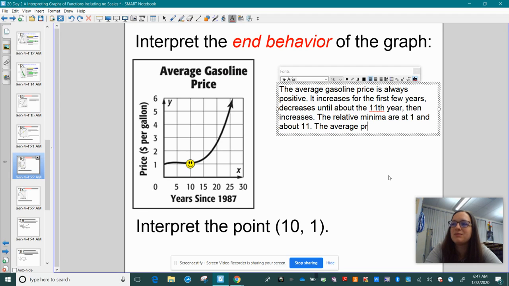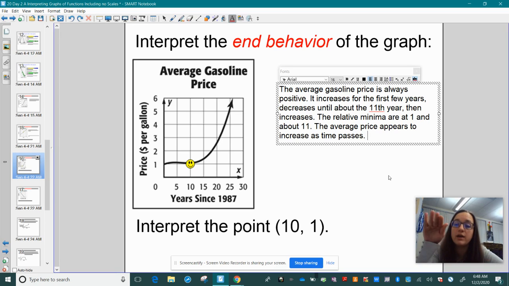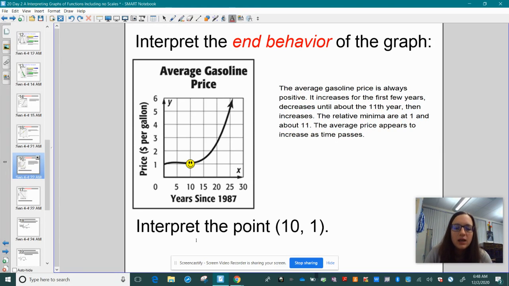The average price appears to increase as time passes. So that's like that. As X increases, Y increases. And we're looking at the more general. We know it has a little dip here and it goes down a bit. But overall, looking at that kind of like best line of fit kind of idea. So now we're interpreting that 0.101 where the happy face is over 10 and up to 1.